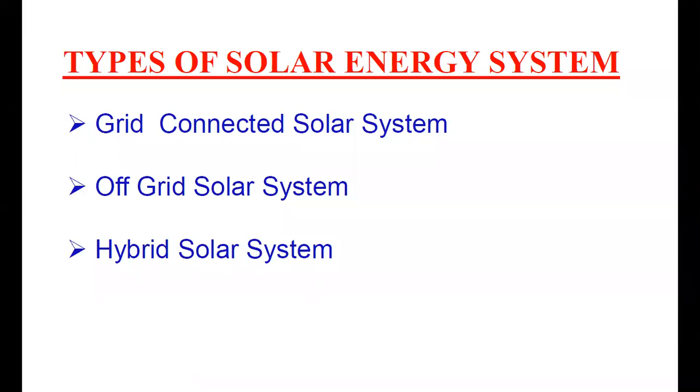What are the different types of solar energy system? Mainly there are three types of solar energy system. One is the grid connected solar system. Second one is the off grid solar system. And third one is the hybrid solar system. In the grid connected solar system, the solar panel produces electrical energy that is converted by the grid type inverter. That is, it will be converted to the corresponding rated voltage and frequency, and it will be connected to the utility grid or the KSEB line.